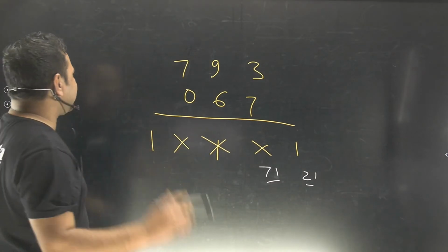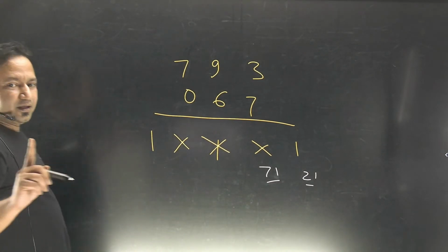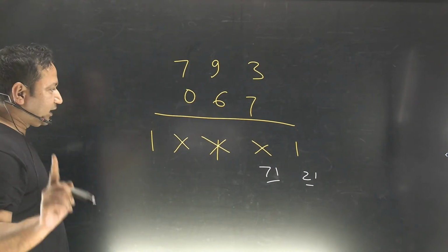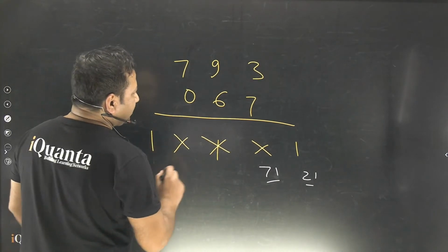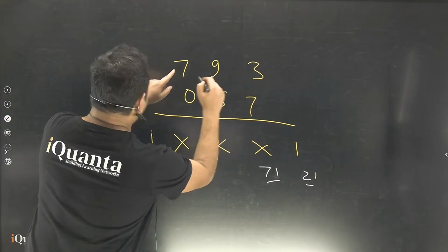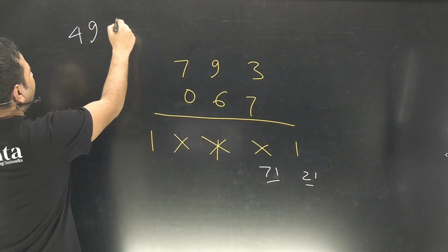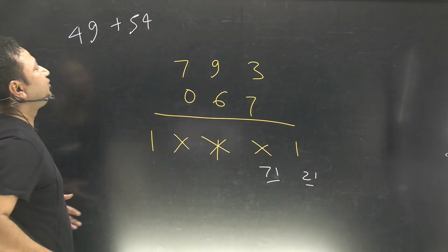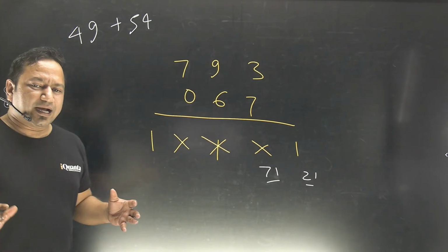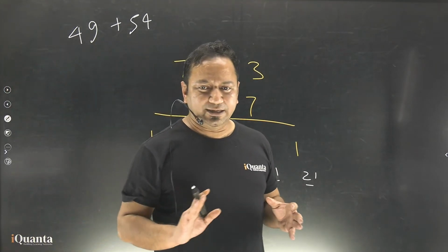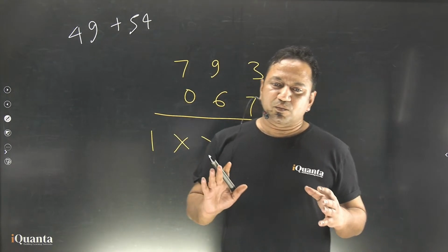Now, people are asking, how do you add fast? Look at this. I'll explain it to you. 49 plus 54. How do I do it fast? That is what you need to know. I understand this point very clearly.